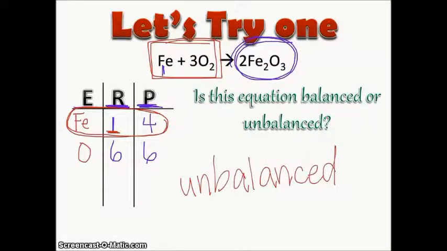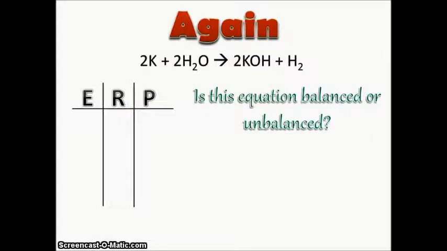Let's move on to a different one. So we'll follow the same steps using this next equation. The first thing that I do is write down all of the elements that I have. The first one I have is potassium, which is K. And then I have hydrogen, and then I have oxygen. So let's go back and count. For potassium, I have 2 on the left, so I have 2 in the reactants. For hydrogen, I have 4, because 2 times 2 is 4. And then for oxygen, I have 2.